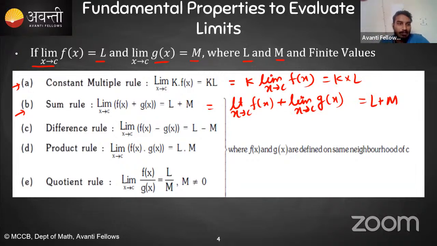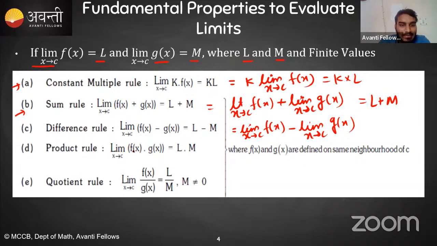Is this clear? Third, similarly, is the difference rule, that is, the limit as x tends to c of f of x minus g of x. What will it be? L minus M, right? It can be given as the limit as x tends to c of f of x minus the limit as x tends to c of g of x. Remember, we are applying these rules because the individual limit of a function at x equal to c is finite. I will give you one example, and from there you will get the idea.